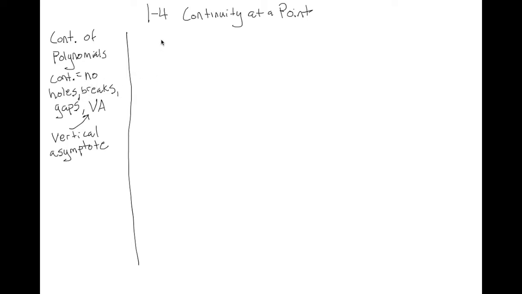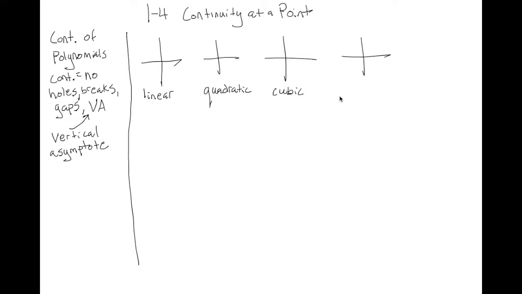Let's look at some examples. So we need to make 4 graphs. 1, 2, 3, 4. You can make them a little bit bigger than that, I guess. Let's label this one linear. Let's look at quadratic. Let's look at a cubic. And, I don't know, just a general polynomial. I might have to abbreviate that. Polynomial.